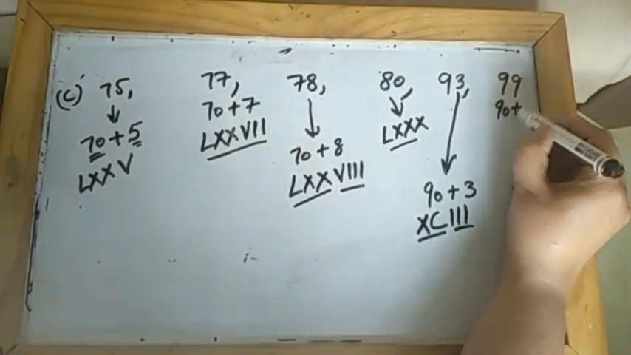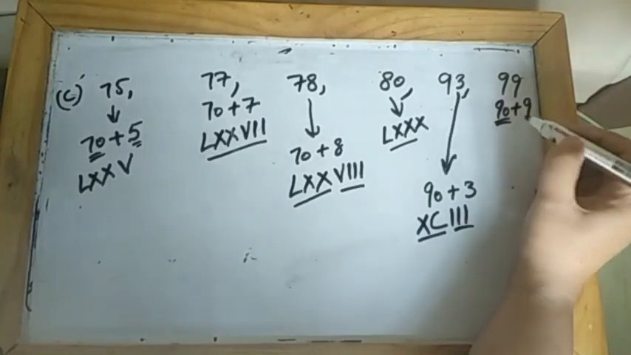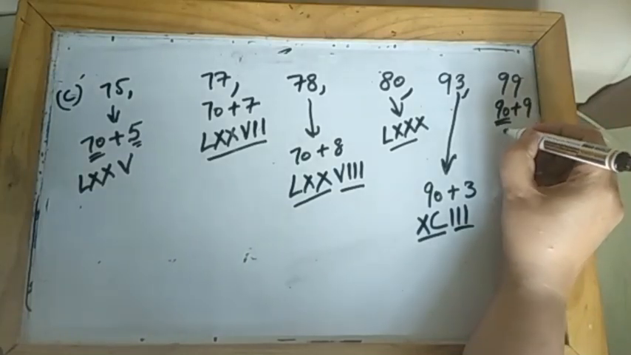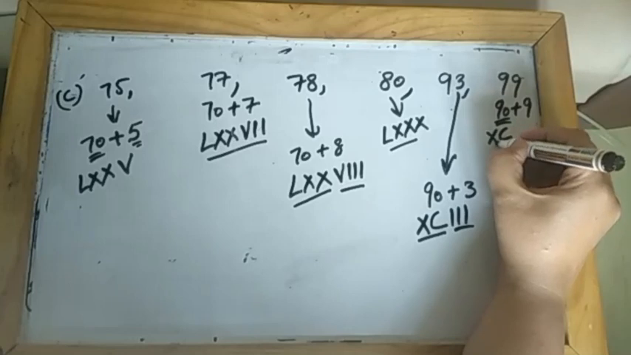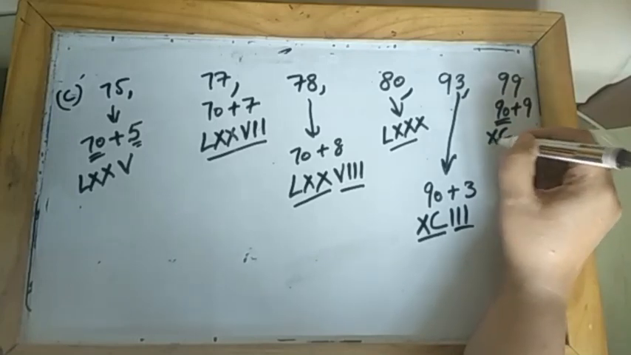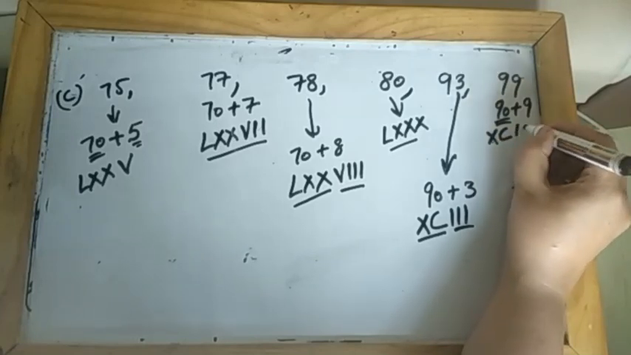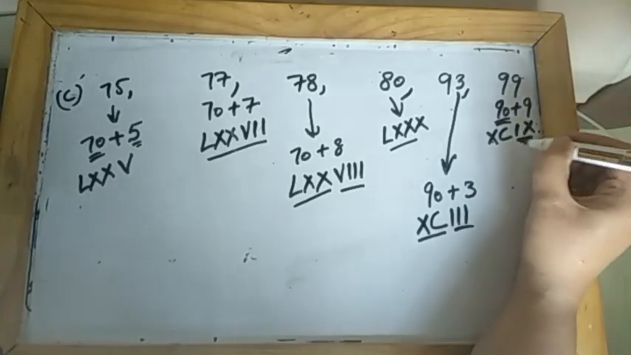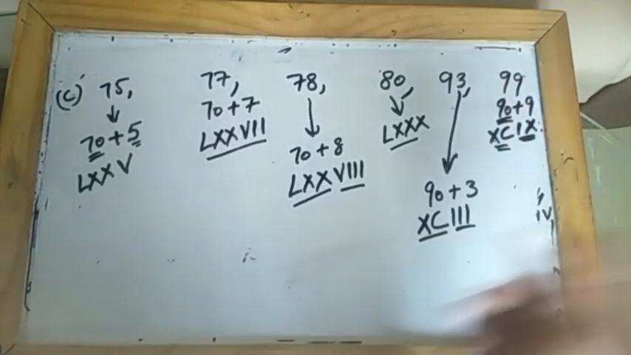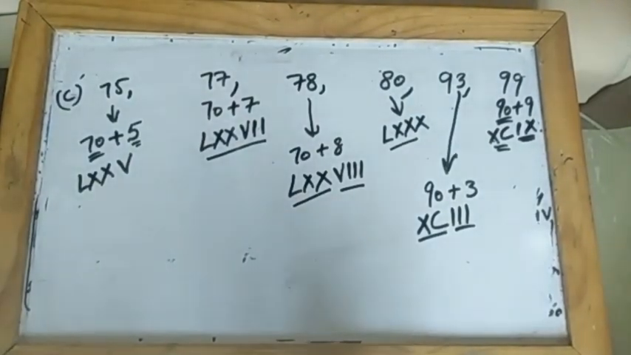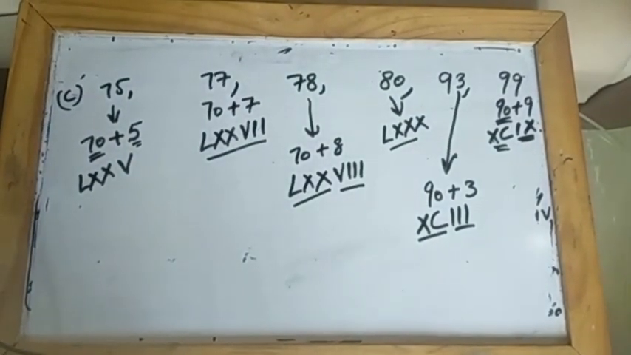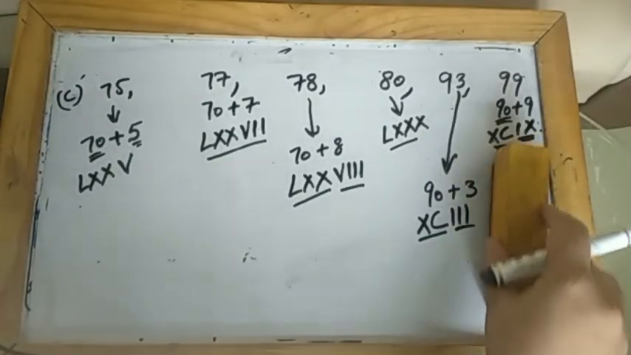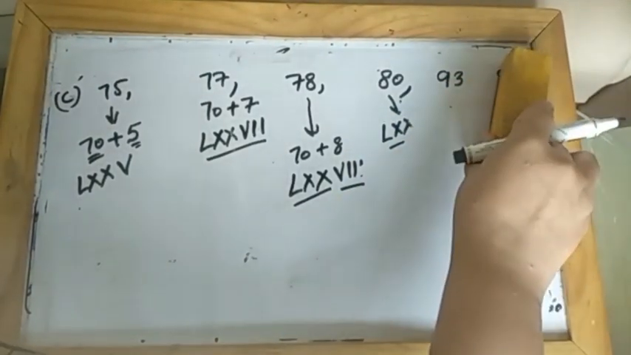And 99. So 90 plus 9. How do you form 90? 90 is 100 minus 10. So 100 minus 10 is 90 and 9 is 10 minus 1. This is how we write 9 and this is how we write 90. So the whole becomes 99. So some I have done and the rest you will practice.